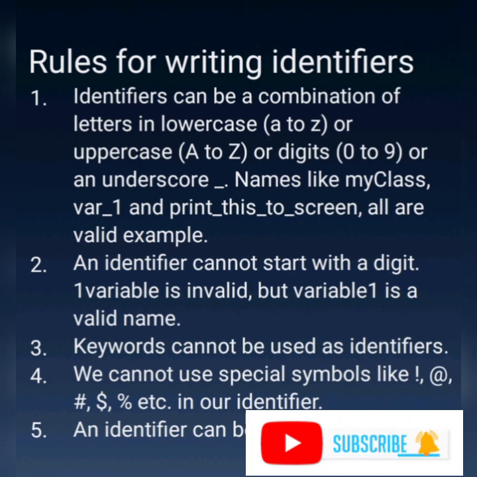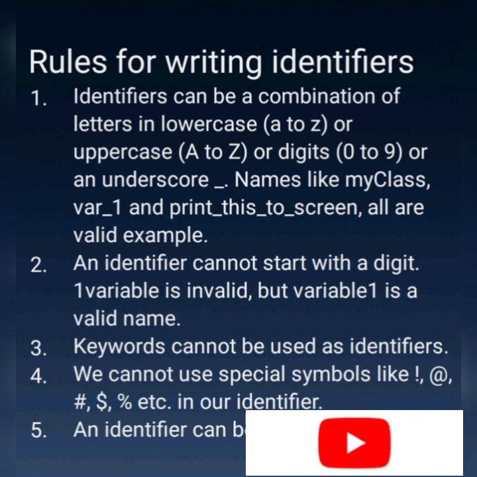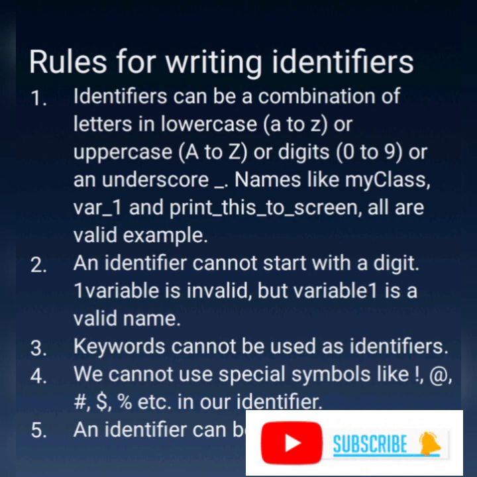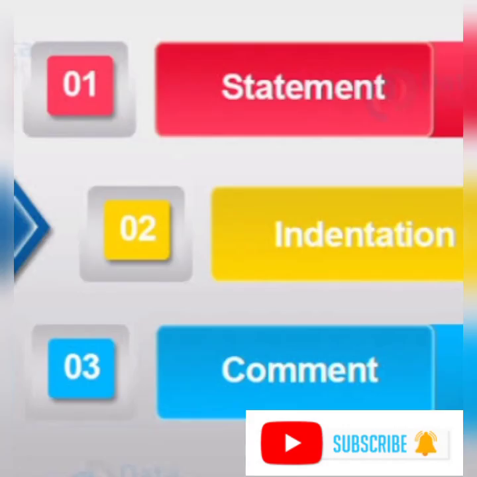The third one is that a keyword cannot be used as an identifier. We have 33 keywords, so none of the keywords can be used as identifiers. And we do not use any special symbols like at the rate, hashtag, percentage, or dollar symbols. Any of these we don't use in identifiers. And the last one is that an identifier can be of any length. And this is all about identifiers.